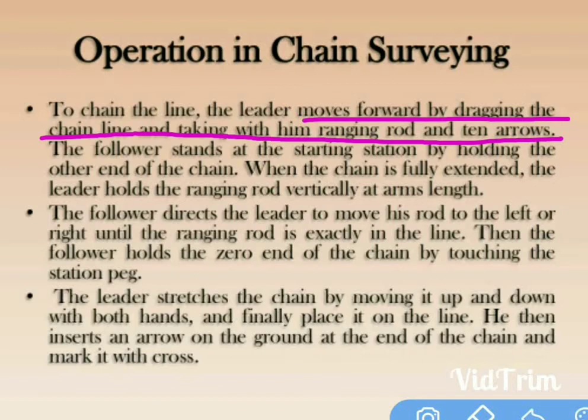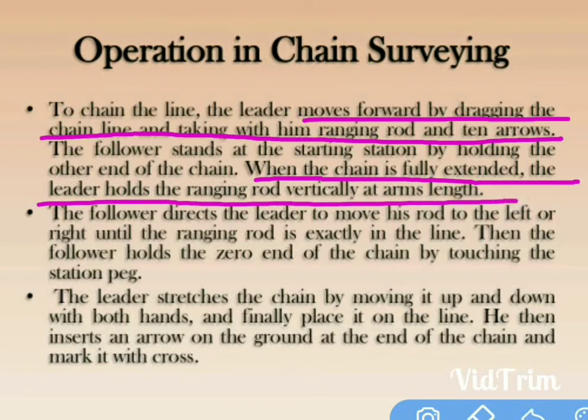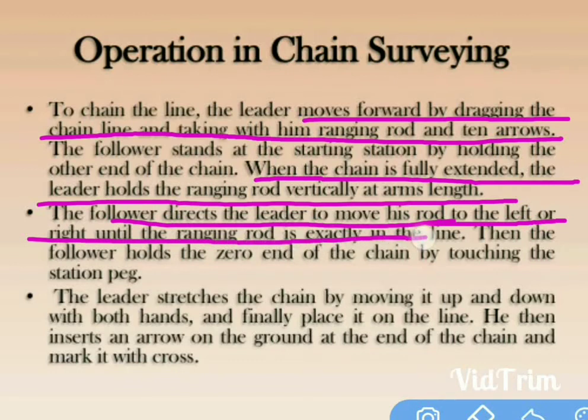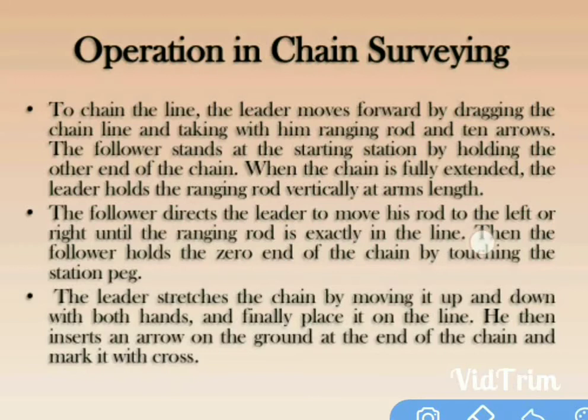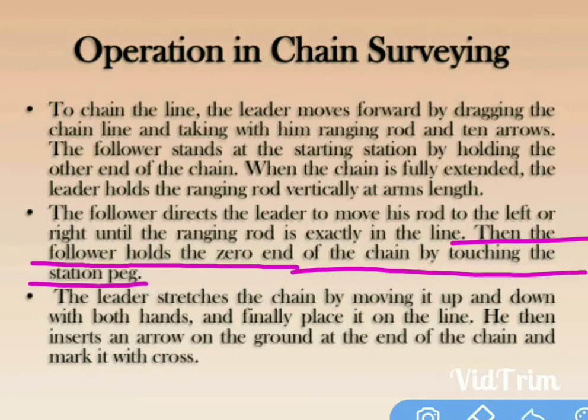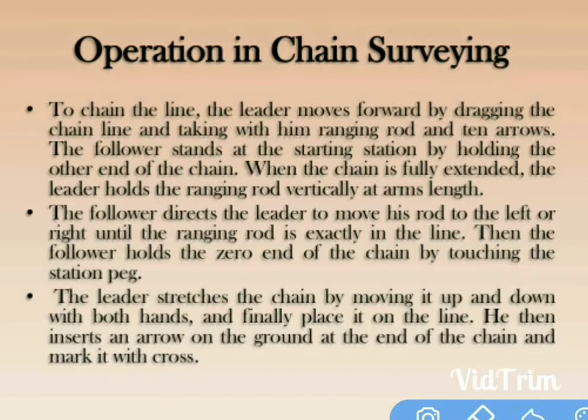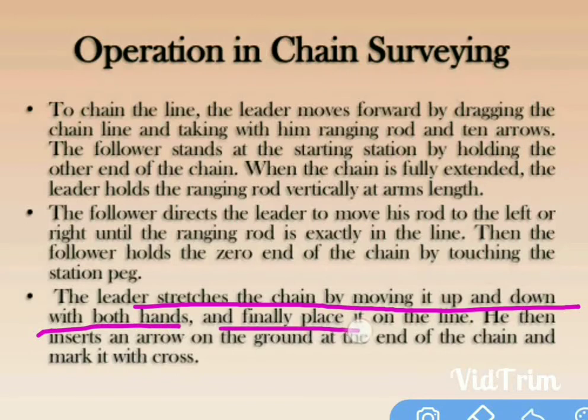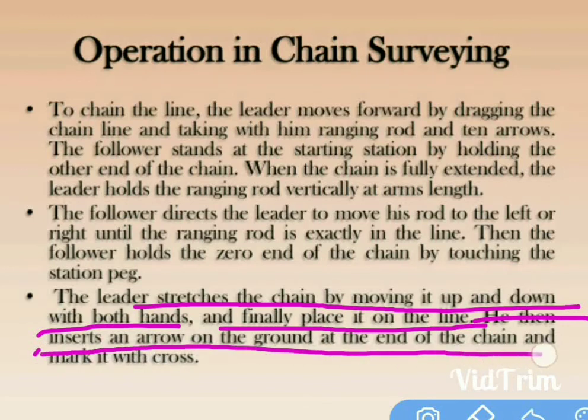Clear? Next, when the chain is fully extended, the leader holds the ranging rod vertically at arm's length. The follower directs the leader to move his rod to the left or right until the ranging rod is exactly in the line. Clear? Then the follower holds the zero end of the chain by touching the station peg. Clear? The leader stretches the chain by moving up and down with both hands and finally places it on the line. He then inserts an arrow at the ground end of the chain and marks it with a cross.